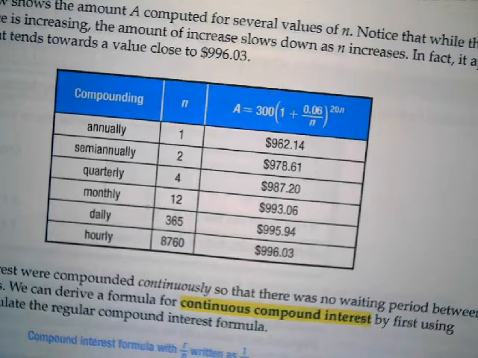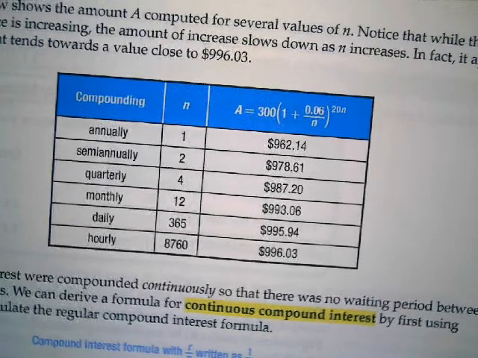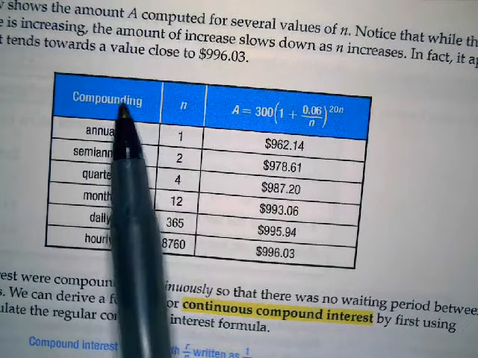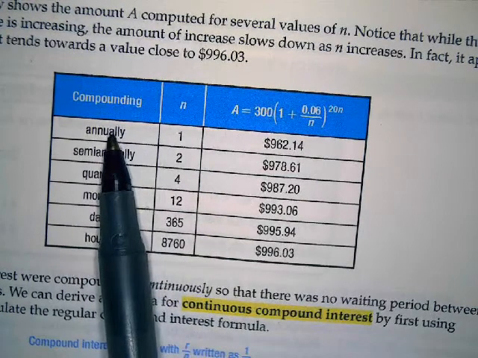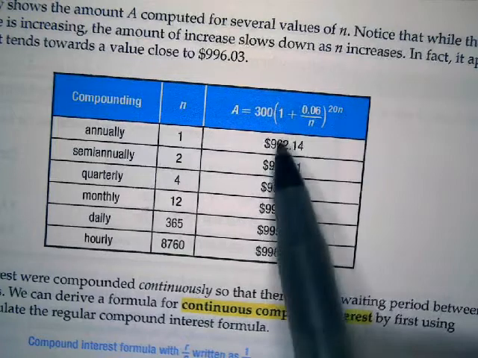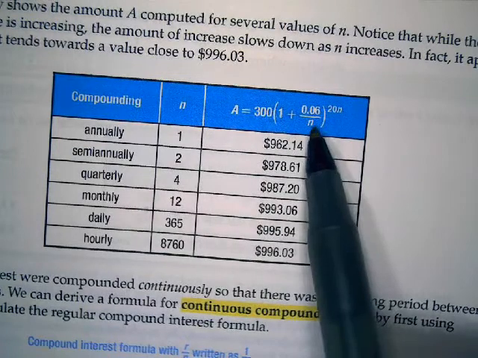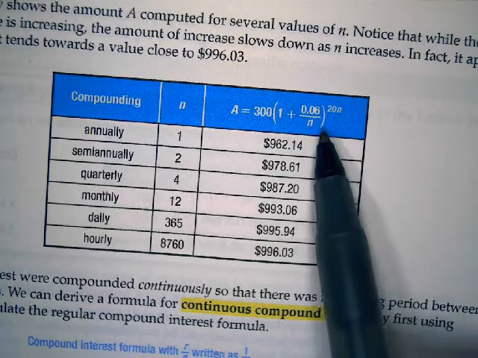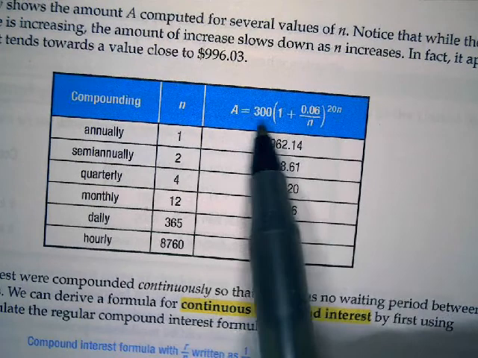Actually, I do know why. Because they're kind of seeing what your rate is going to be depending on which plan or which way you want to go with this. So here it is. Here's your value of n. If you're compounded annually, how many times a year is that? 1. So remember, here's the formula. And for n, you'll put 1.